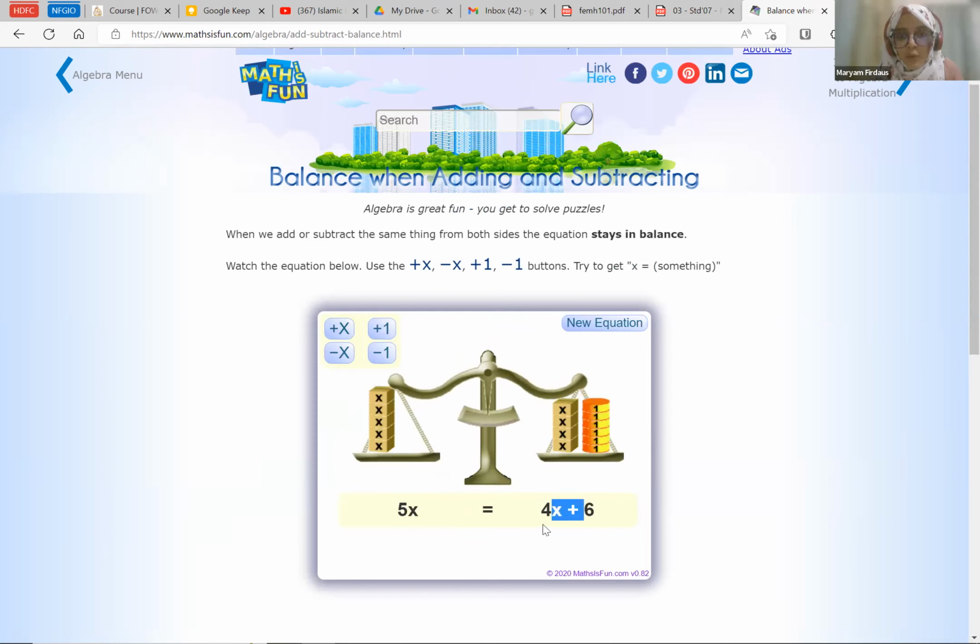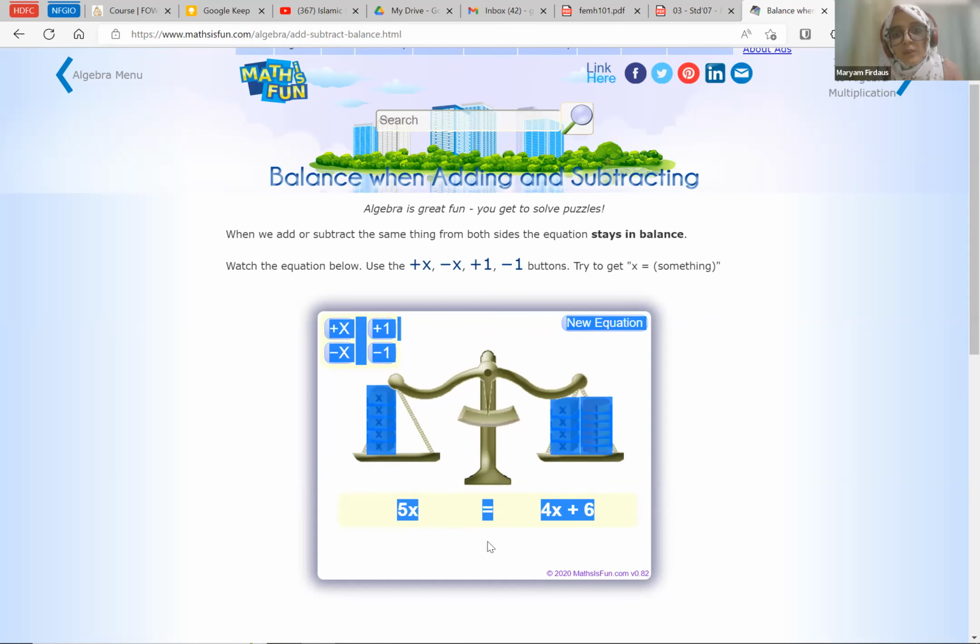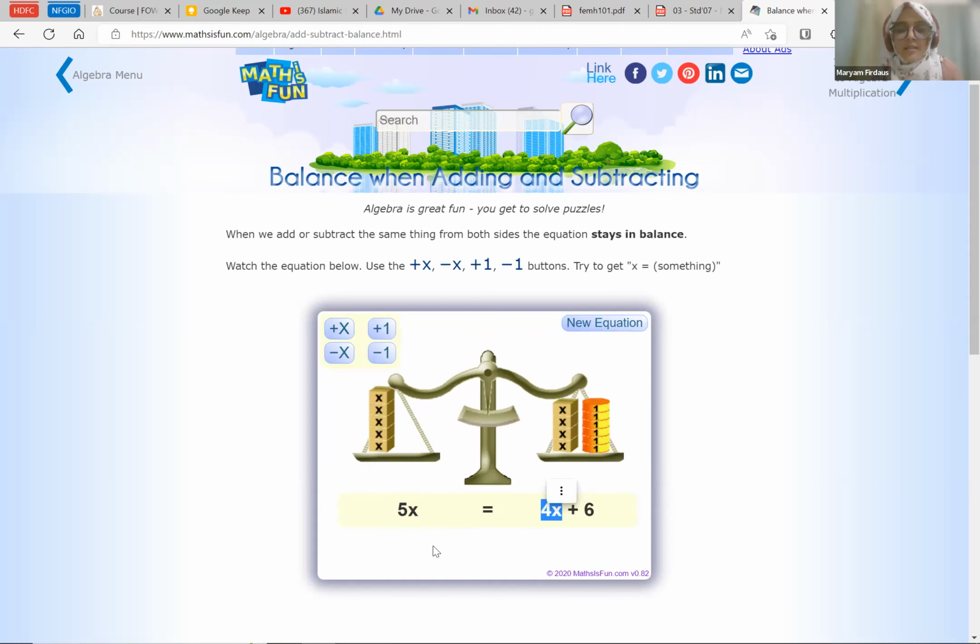Now, all I need to do is get rid of the x term from the right-hand side of this equation. So I need to get rid of this x term. Can you do that? How will you do that? Minus x. Yes. So see what happens if I do minus x. X gets reduced from both of the sides. Now next, what should I do? Next.